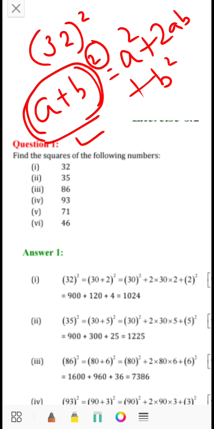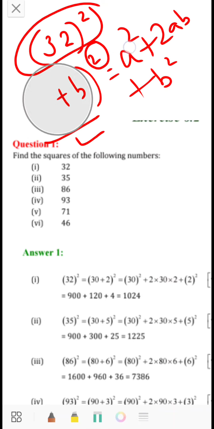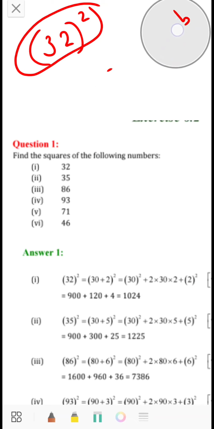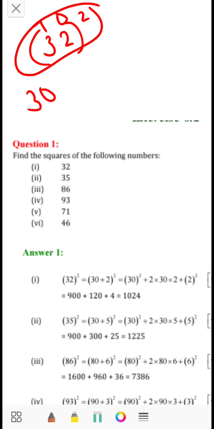To follow this identity we have to split this 32 in the form of a and b. For this, what will you do? Simply you will follow the place values. You are all aware of the place value. Here it is ones and here it is tens. So you can write it in the expanded form 30 plus 2, that is, convert it into a plus b. So 30 plus 2 is 32, so (30 plus 2) whole square.